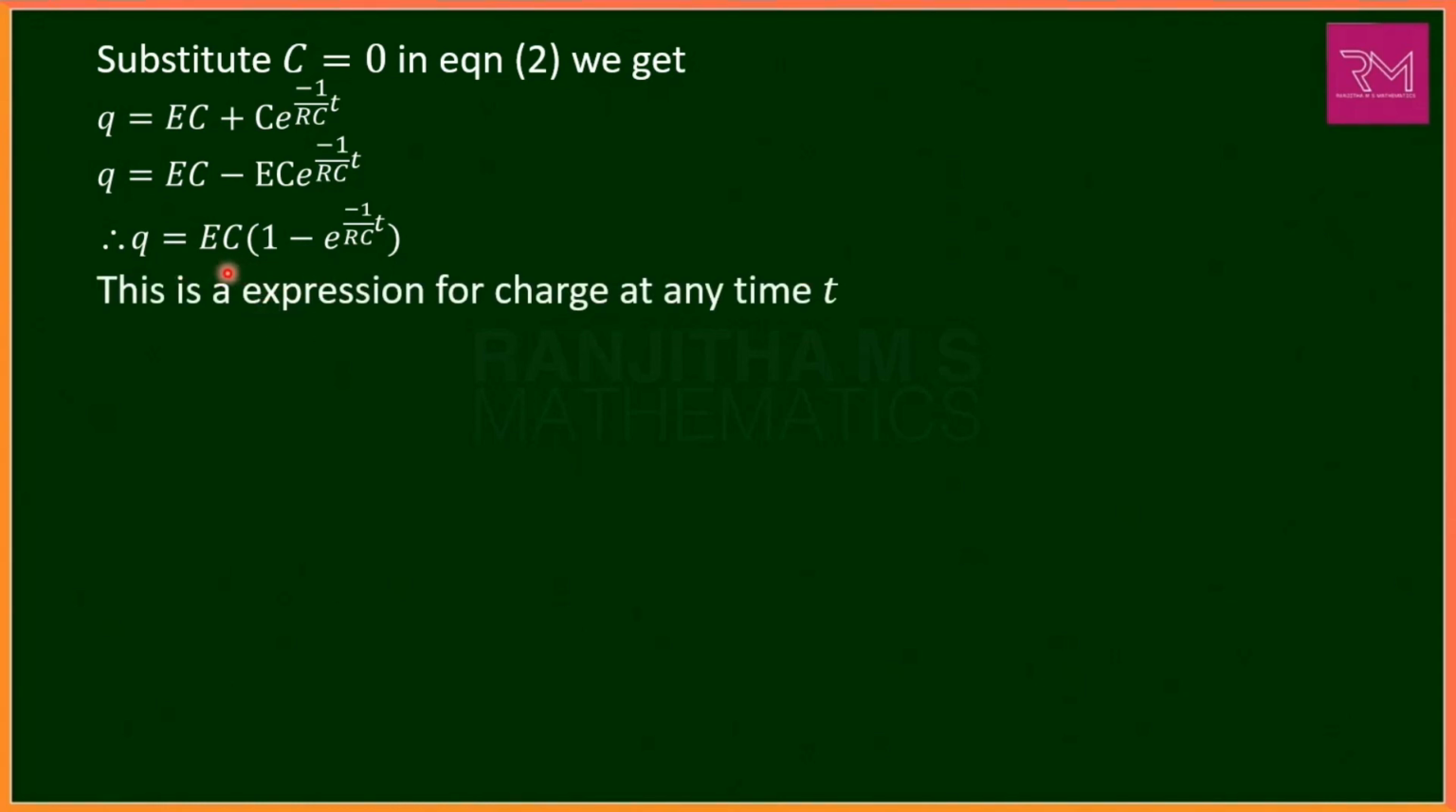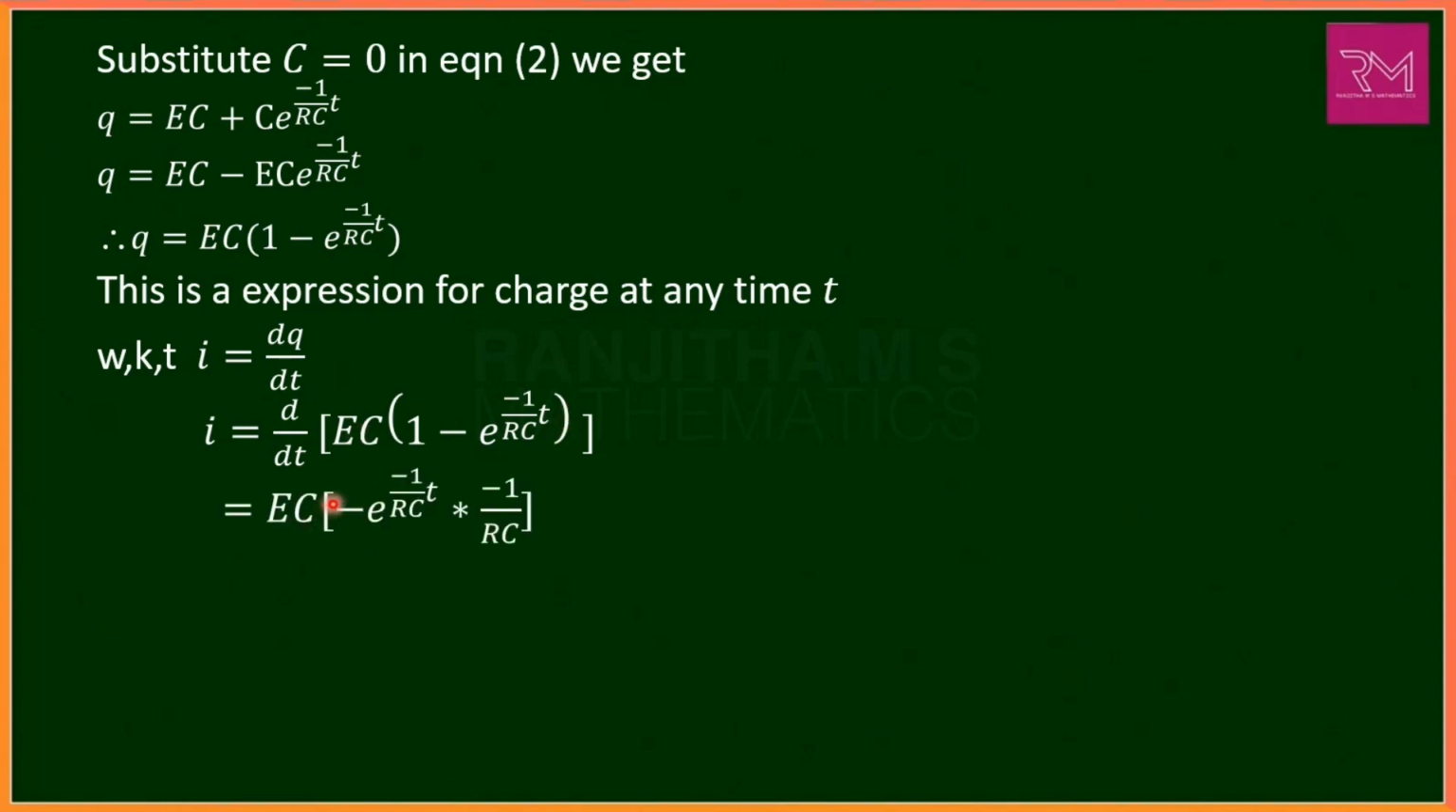Next, we have to find the current value using this charge value. We know that the expression of current and charge is given by I equal to dq by dt. In the place of q, we have to substitute this value. We get I equal to d by dt of q, which is EC into 1 minus e power minus 1 by RC into t. Here take EC as common. Remaining is d by dt of 1 minus e power minus 1 by RC into t. Here we have to differentiate this value with respect to t.